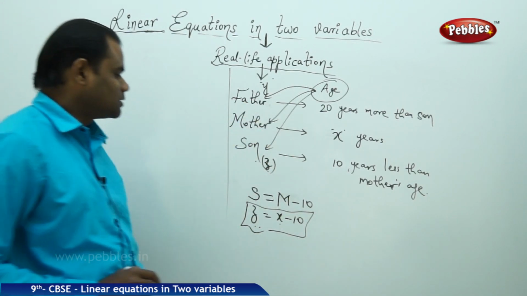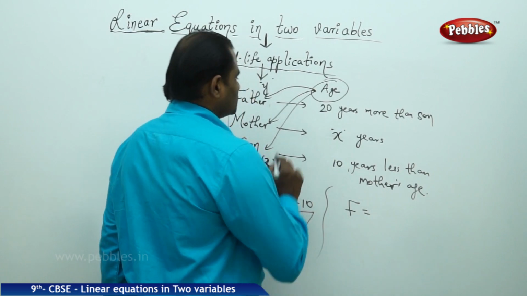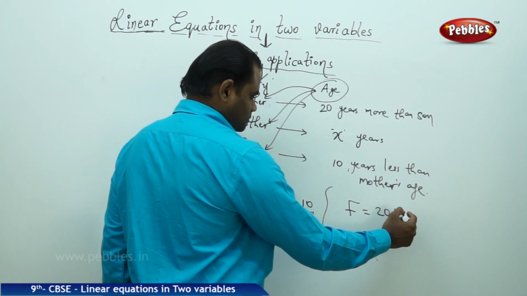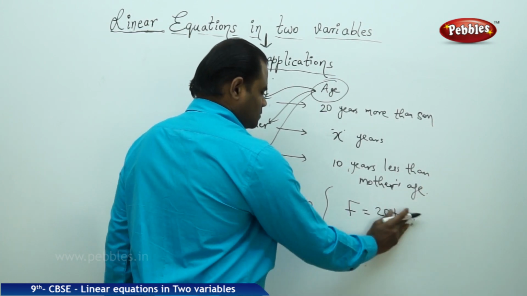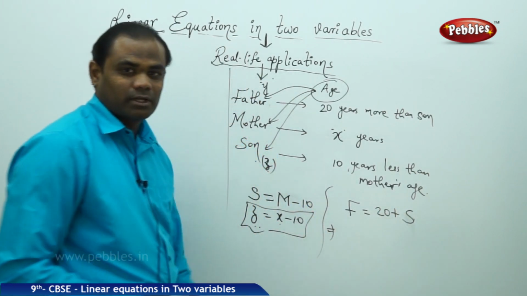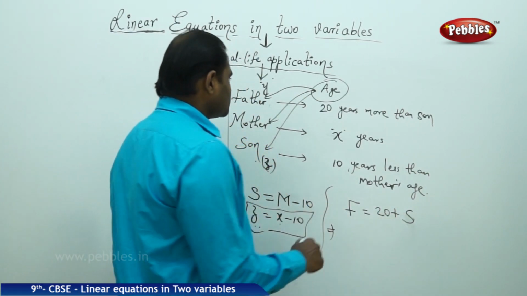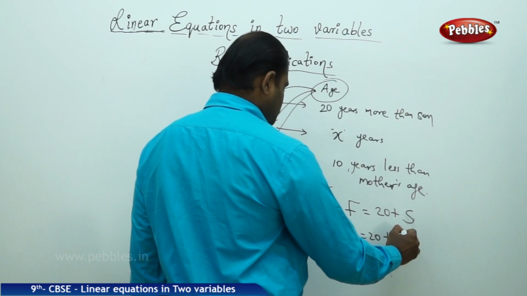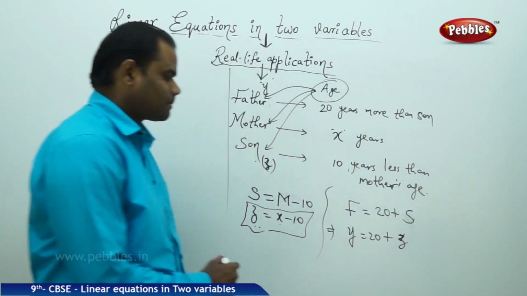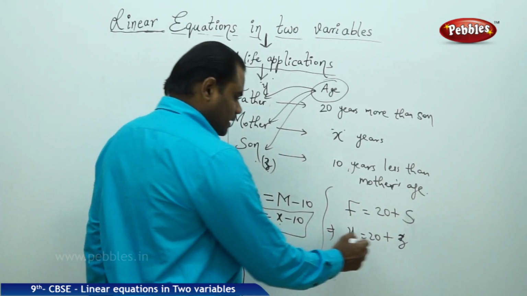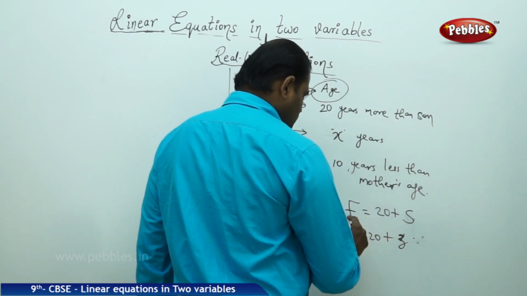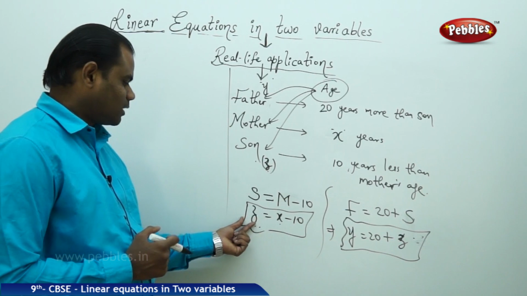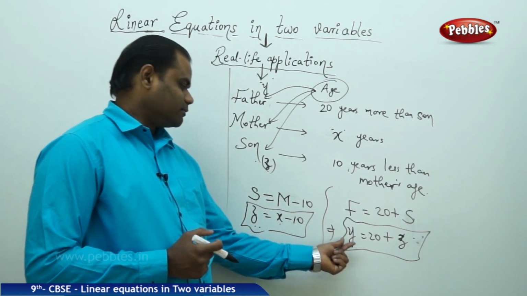Secondly, I have father's age, which is 20 years more than son's age, which is z. So let's see how we can connect into two variables y and z. So father's age denoted by y is 20 plus son's age, which is z, is how I connect. And then I get this to be y equals 20 plus z. So I have two linear equations and two variables: the variables x and z, and the variables y and z.